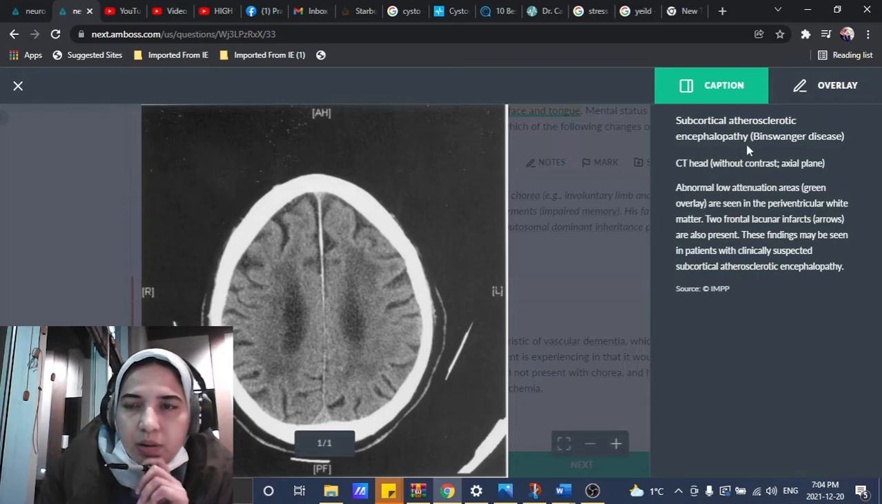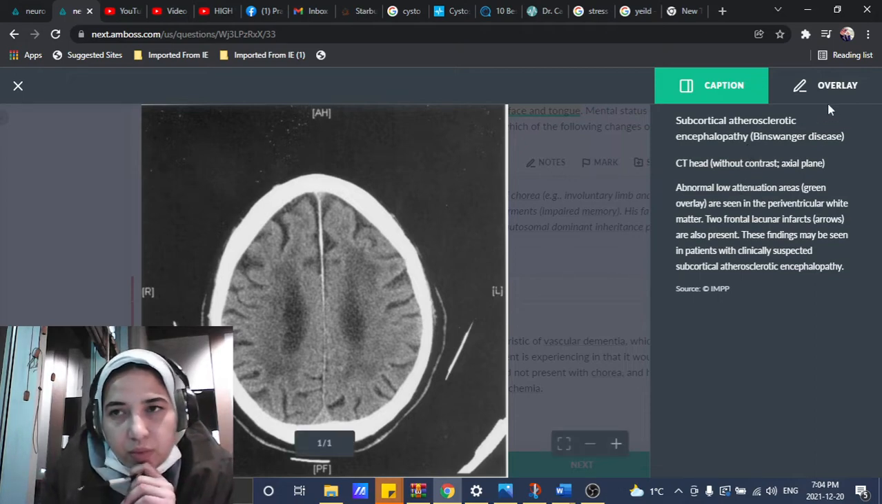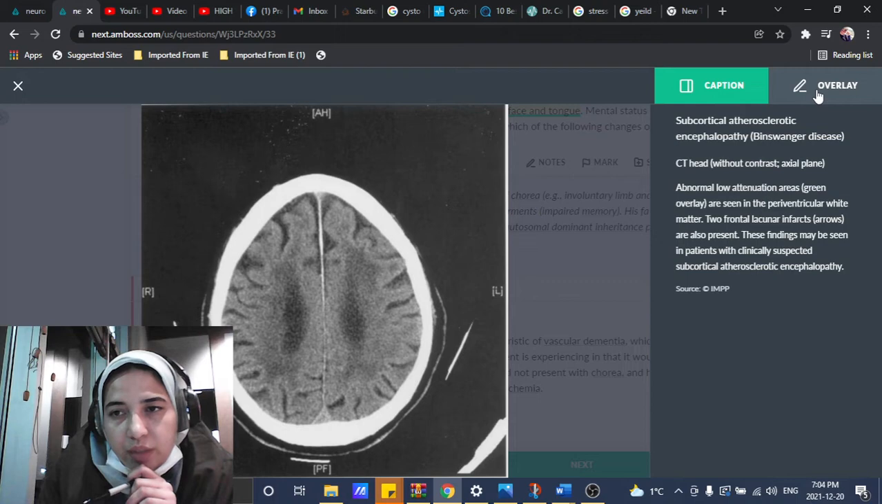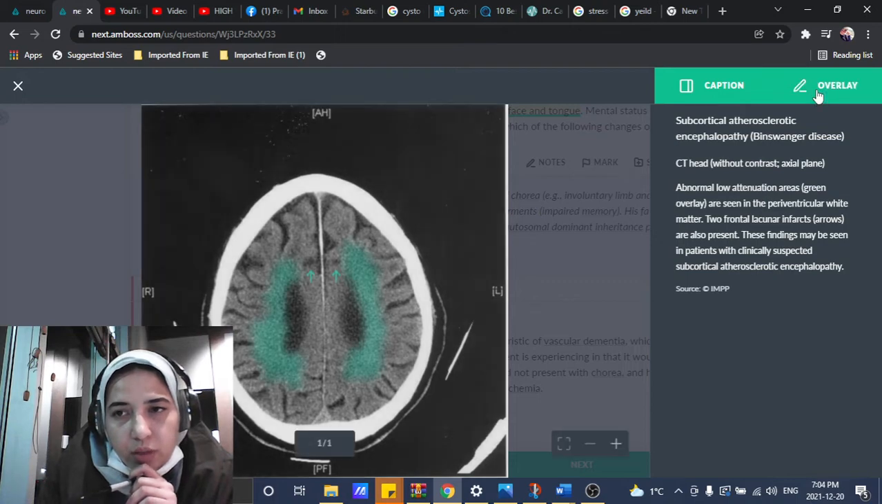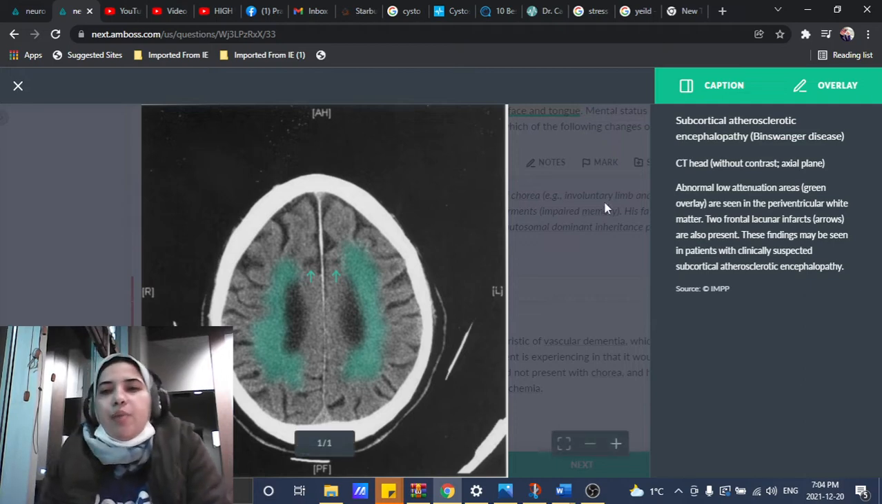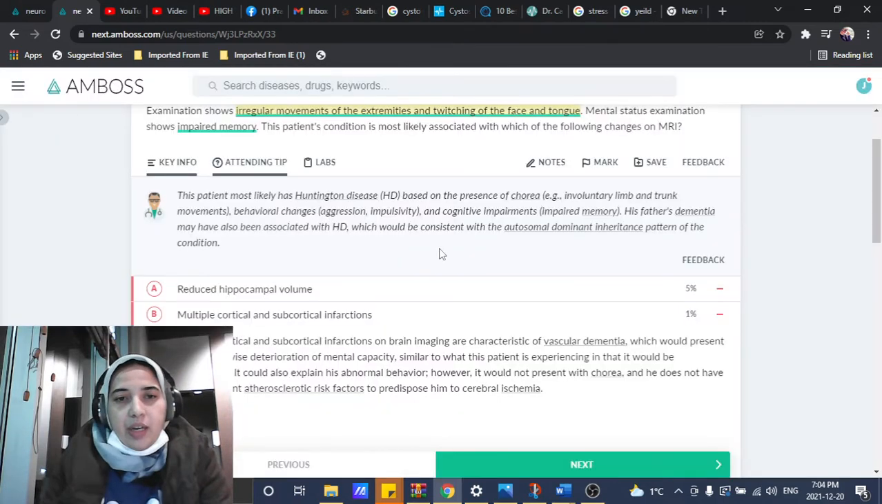So subcortical atherosclerotic encephalopathy, CT head without contrast, abnormal low attenuation areas. So where are we looking here? Okay. Are seen in the periventricular white matter. Two frontal lacunar infarcts, and the arrows here. Okay. These findings may be seen in patients with clinically suspected subcortical atherosclerotic encephalopathy. I really love this part about AMBOSS, is they have the overlay, so you can clearly see what you're looking at.